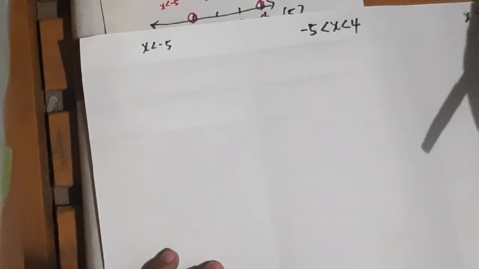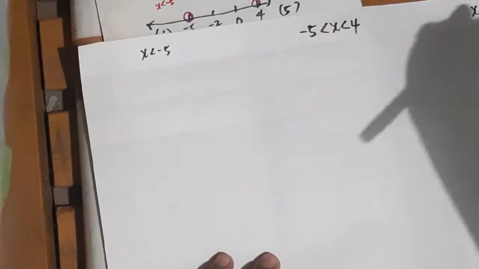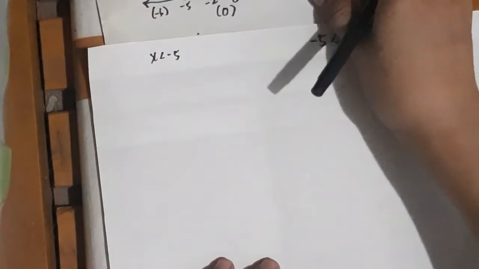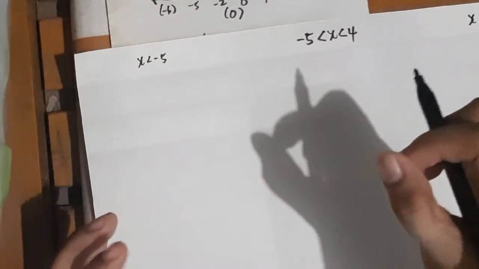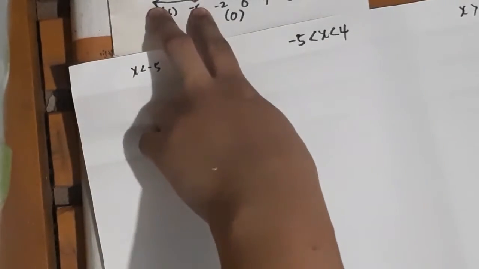Next, we write its interval notation. How to write the interval notation? If it's hard to picture, you can just use the number line. Interval notation simply compresses the entire number line or the entire region.